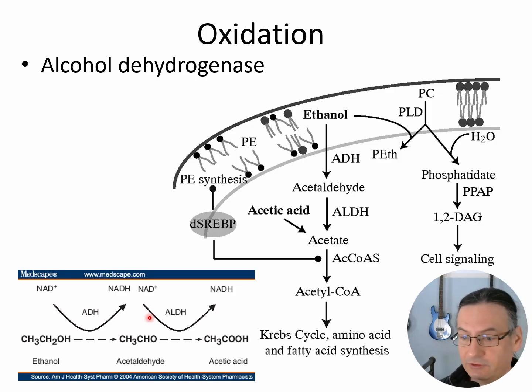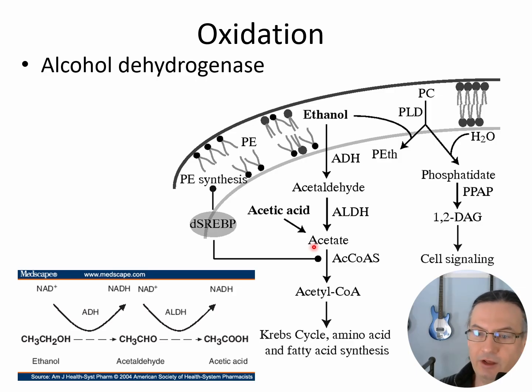Now, of course, with this, we can use it for donating electrons elsewhere. We can also take those electrons, throw them onto the electron transport chain in the mitochondria and get some energy from it. Then we're going to have a second oxidation stage where acetaldehyde gets converted into acetate. And this is going to further detoxify the compound.